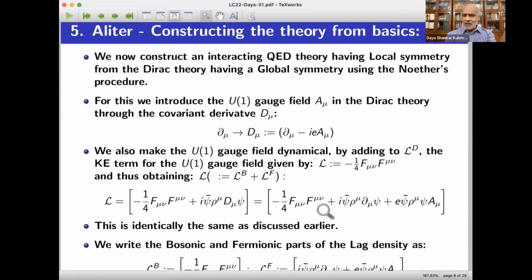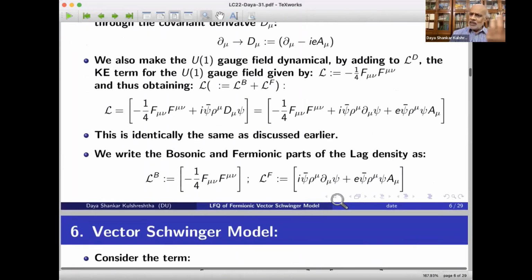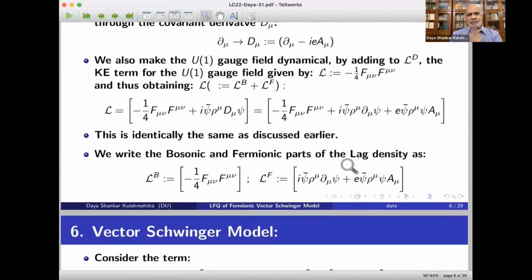And you can check with my first two slides that this Lagrangian density is identically the same that I started with for the vector Schwinger model. And now we can start studying this model, analyzing this model. Very good. After we have understood the main concepts involved, now things are going to be easy.